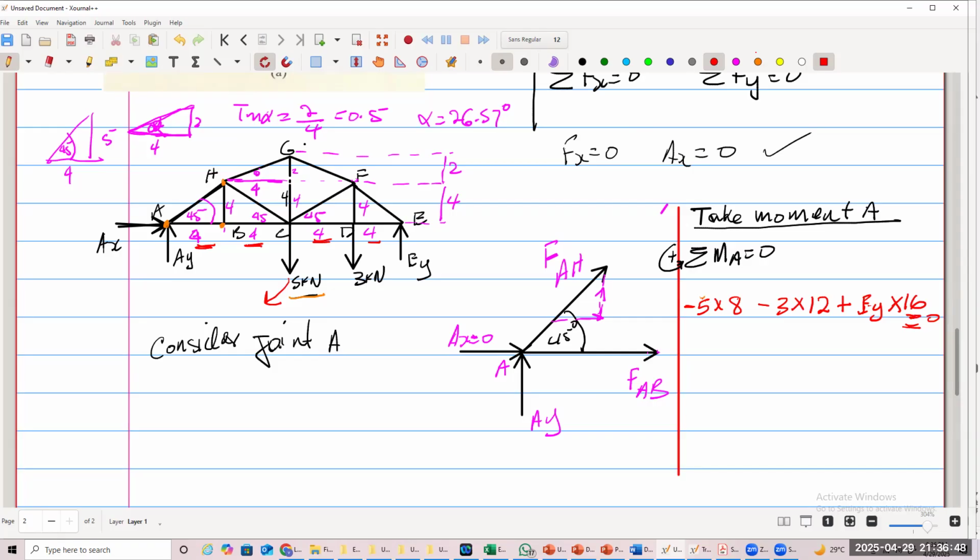So that gives us what now? 5 times 8 is 40. So it's minus 40 minus 36 plus EY times 16 equals to 0. So EY times 16 is going to be equal to, you take the minus, add them and carry them over, so it's going to be 76. So now you transpose, so EY is 76 divided by 16. How much is that? 4.75.